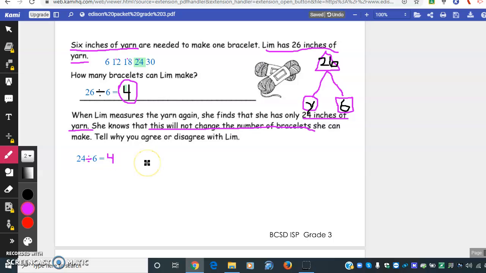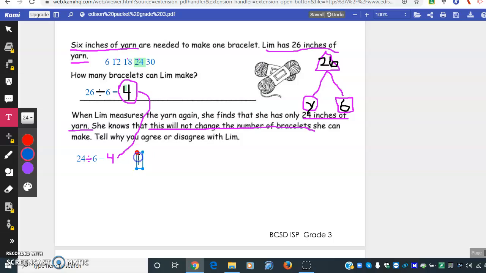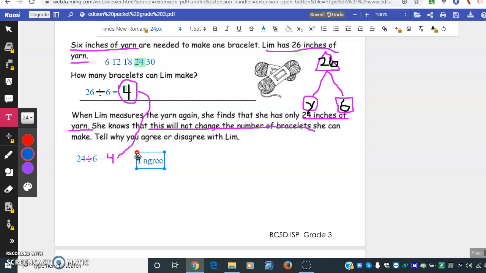Did the number of bracelets that she can make change? No. When she had 26 inches of yarn, she could only make 4 bracelets. Now that she knows she has 24 inches of yarn, she can still only make 4 bracelets. This number didn't change even though the amount of yarn she had did change. So for our answer, I'm going to write, I agree with Lim. And then I have to explain, so I'm going to use the word because.